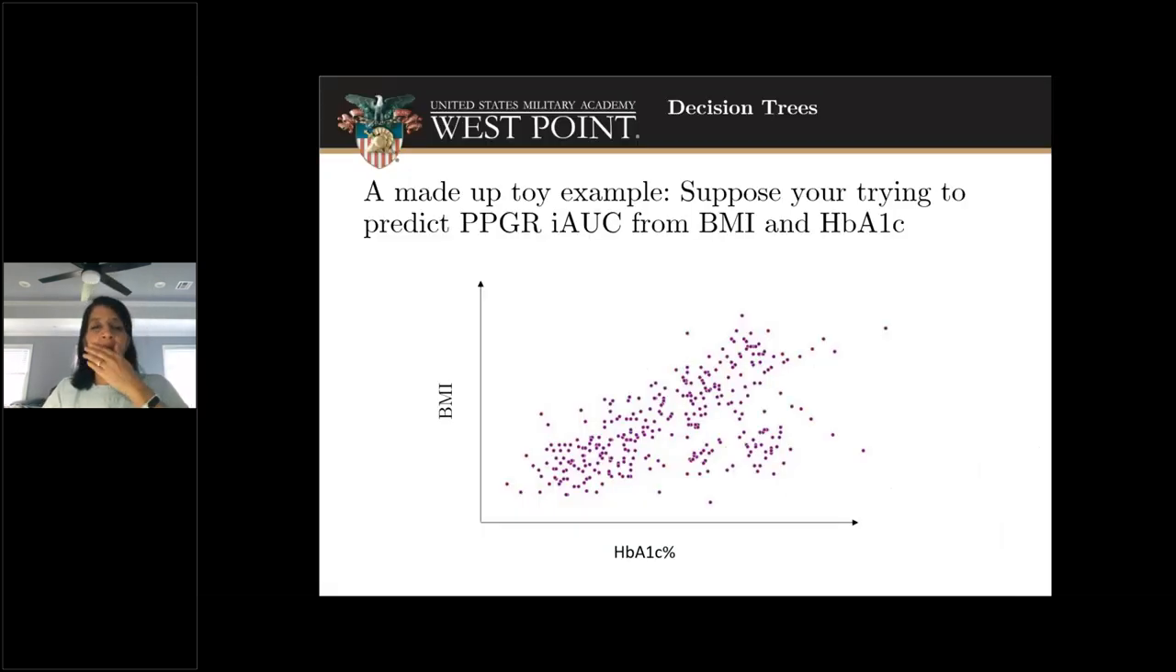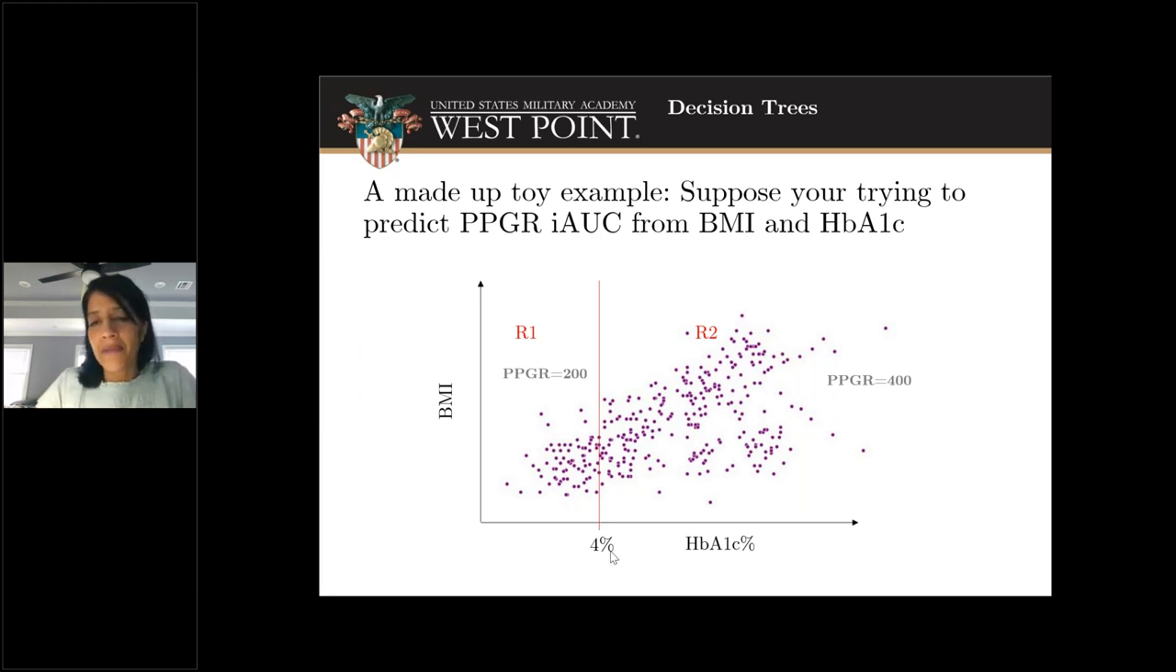How do decision trees work? I'm just making up an example so you can see how it works. Suppose you're trying to predict postprandial glucose response, the iAUC, from BMI and HbA1c percent. You have a scatter plot of BMI and HbA1c, and you look at how well it predicts PPGR, and you find there's a way to split the data. I made this up: at 4%, the PPGR was 200, much lower. So this is your good region. In region two, it's a bad PPGR, with an average of 400.